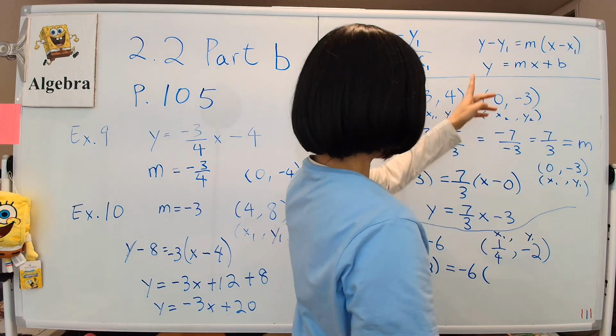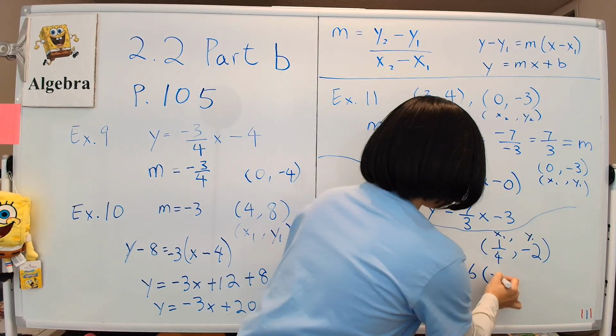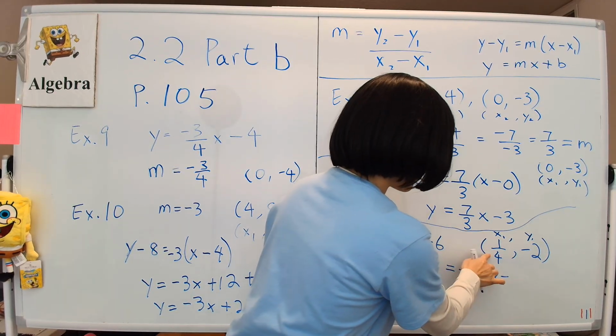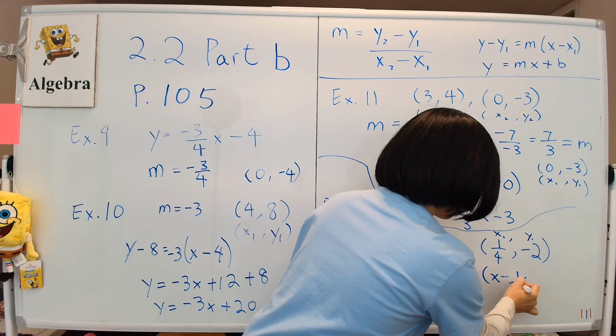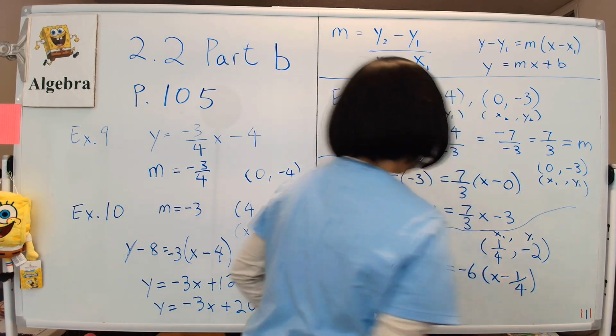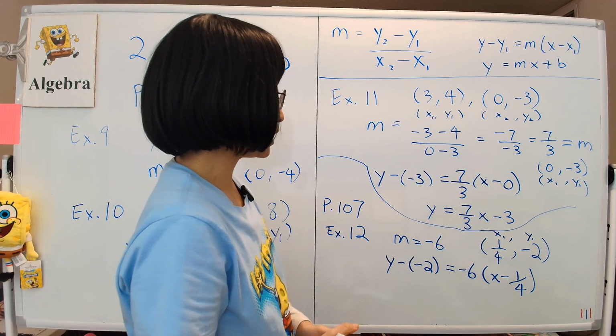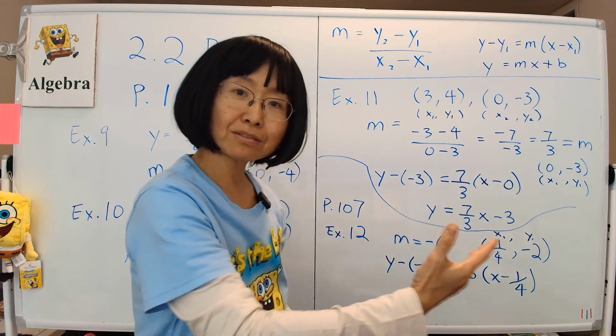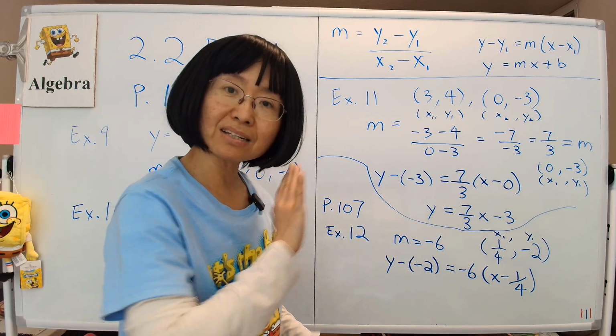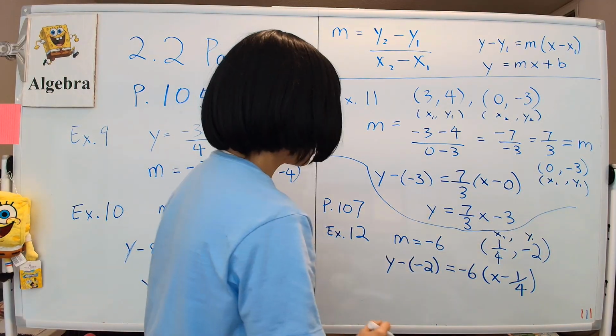And then x, write down x minus x1. x1 in this case is 1/4, so let's write that down, 1/4. And that is the equation of our line. However, remember the book wants you to put all the x's and y's on one side and all the numbers on the other side. So we will do that.